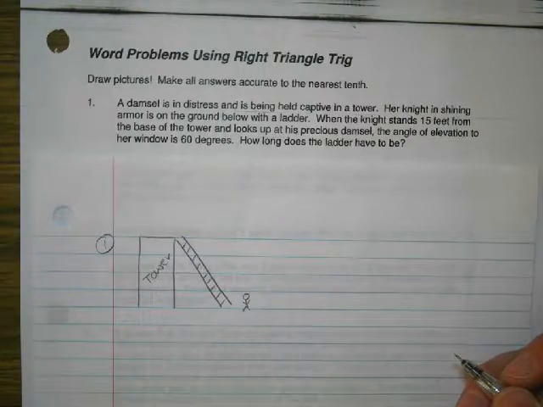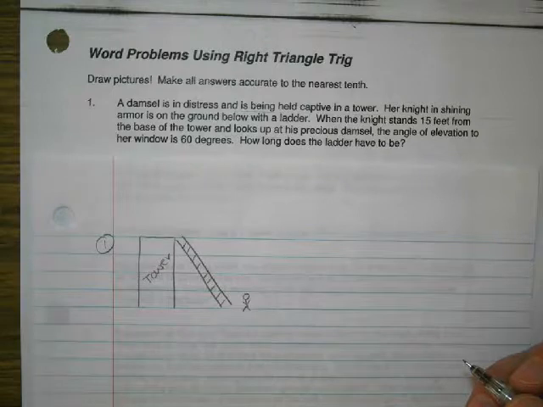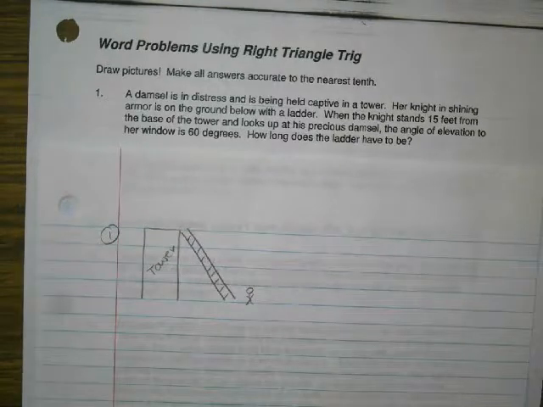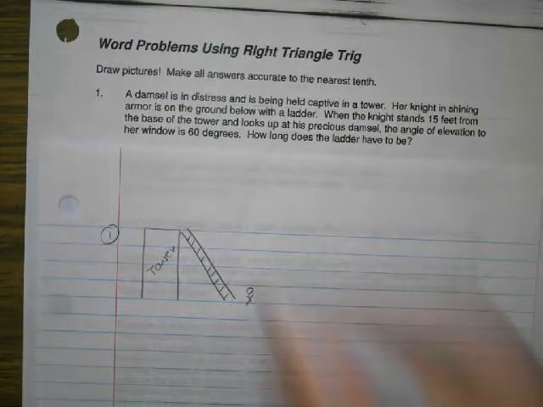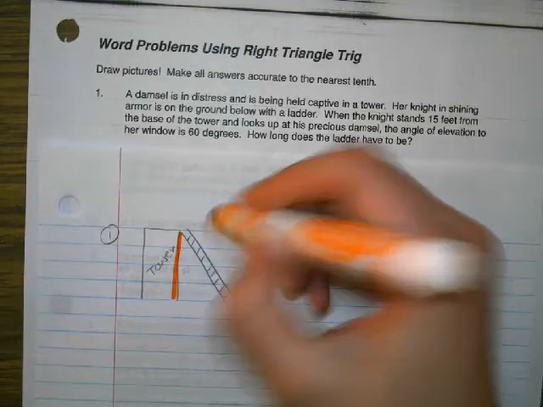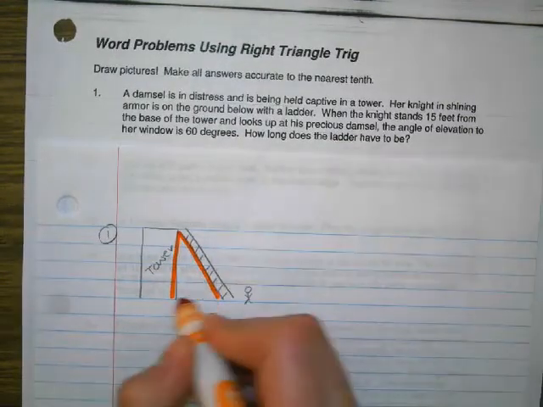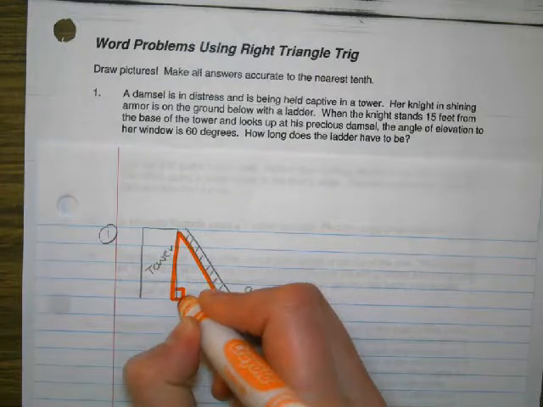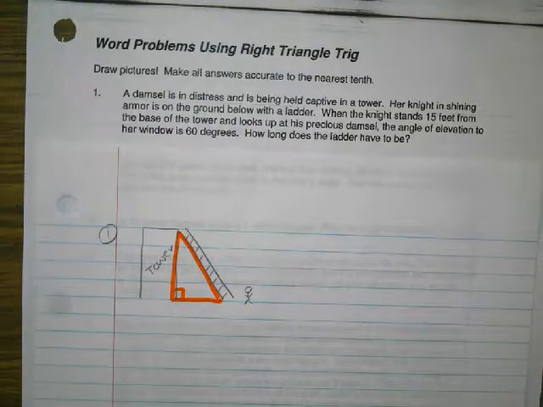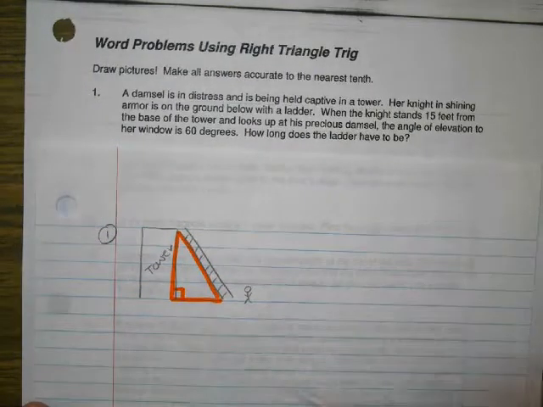When the knight stands 15 feet from the base of the tower, so what should we label? 15 feet. Where in the triangle is that? The bottom. That's the bottom. So here's my triangle. Oh, I didn't even see this. There's my 90-degree angle. And the 15 feet from the base of the tower is right there.